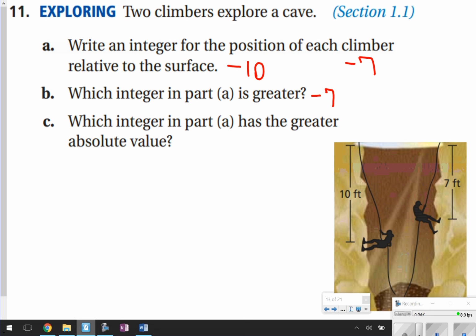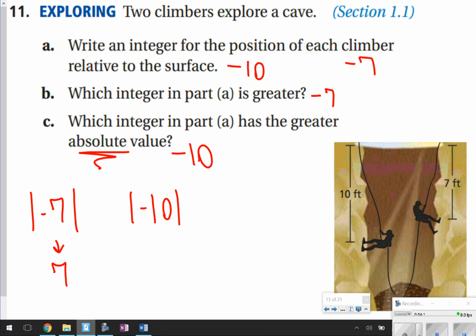And which integer in part A has a greater absolute value? The one with -10 has a greater absolute value, because remember, the absolute value is just counting the distance it is from 0. And so the absolute value of -7 is 7. This one will be 10, so 10 is going to win.